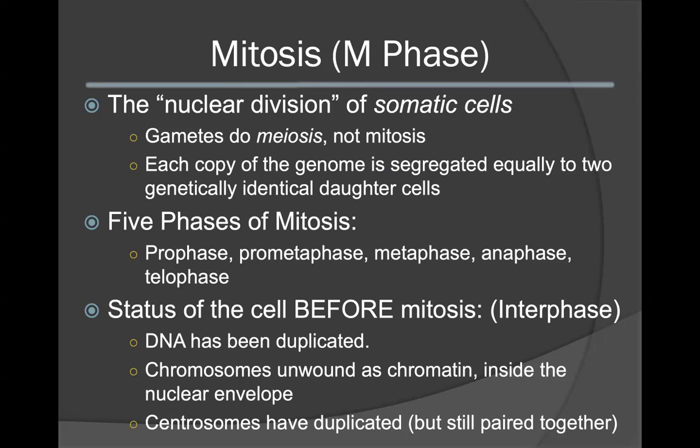Remember, before a cell enters into the phase of mitosis, it has gone through interphase, which means it has gone through G0, G1, S, as well as G2. This means that the DNA has been duplicated. This also means the chromosomes are present in the form of chromatin, and they are usually found inside of the nuclear envelope. Remember, we also have the duplication of the centrosomes, because those are going to be responsible for pulling apart the chromosomes. However, these centrosomes are still paired together, and they will eventually need to move to opposite ends of the cell.